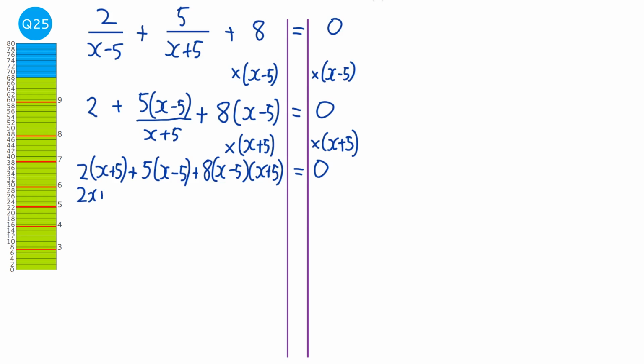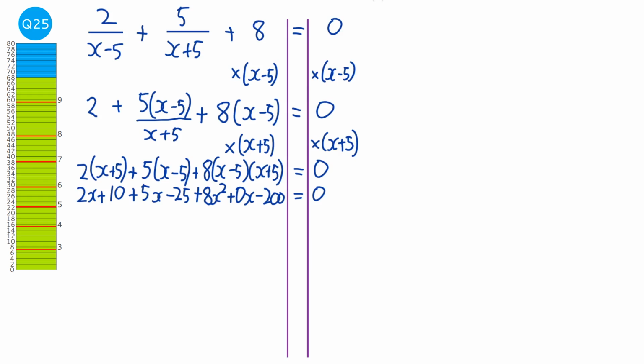So we're left with 2x plus 10 plus 5x minus 25 plus 8x, that's a quadratic, so that will be plus 8x squared plus 0x minus 200 equals 0. Now notice here in the brackets it's a difference of 2 squares. You've got an x minus 5 and an x plus 5, and difference of 2 squares end up with the coefficient of x being 0. So that's not really a surprise.